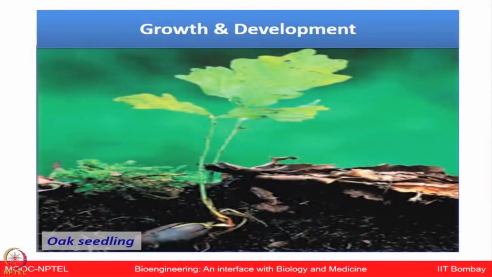Let us look at this oak seedling, one of the examples of a plant which shows the growth and development which is required for all of us. This inherited information in the plant will be continued to the next plantlet, the seedlings, and then it is required for the growth and development of the organism.